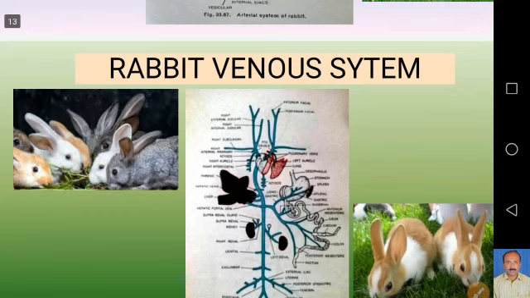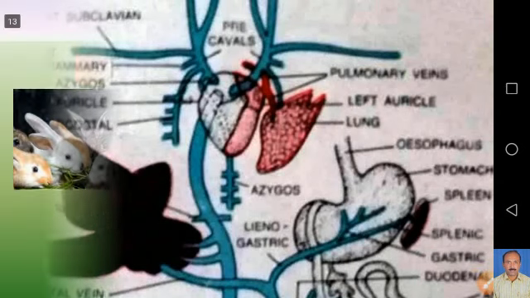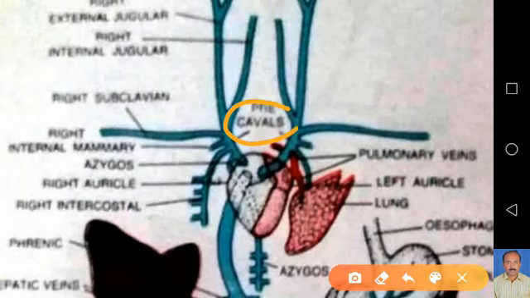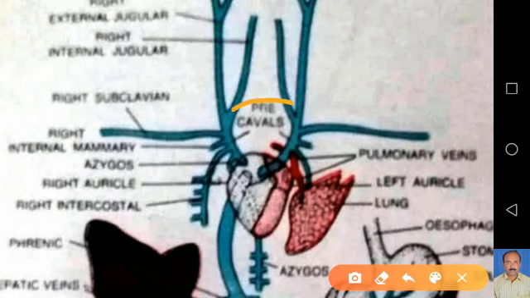Now, caval veins. The venous blood from different parts of the body, except the lungs, is collected by 3 large caval veins. These are the right and left anterior venae cavae or precavals and the single posterior vena cava or postcaval. They open into the right auricle by separate openings. First, precavals. These are the precavals.